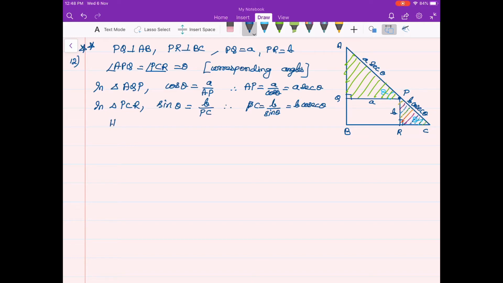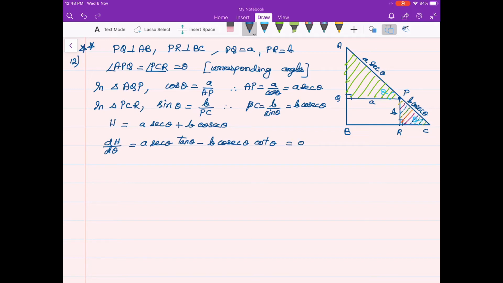Now, let H be the hypotenuse length. I have to minimize this length, and the total length of the hypotenuse is a secant theta plus b cosecant theta. Let us differentiate with respect to theta. Derivative of secant theta is secant theta into tan theta, and derivative of cosecant is minus cosecant theta cot theta. Be thorough with all the differentiation formulae.